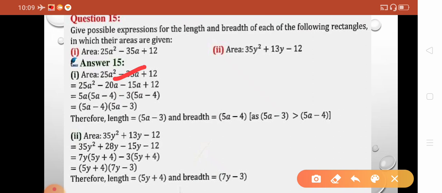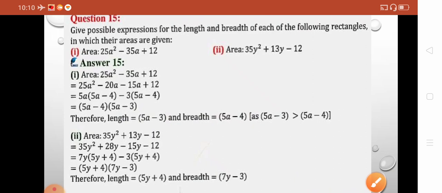So the value of length can be 5a minus 3 and breadth can be 5a minus 4, because 5a minus 3 is a larger value than 5a minus 4, because here we have subtracted a smaller number and here we have subtracted the larger number. So we have taken this as length and this as breadth. Similarly, you can solve the second part also.